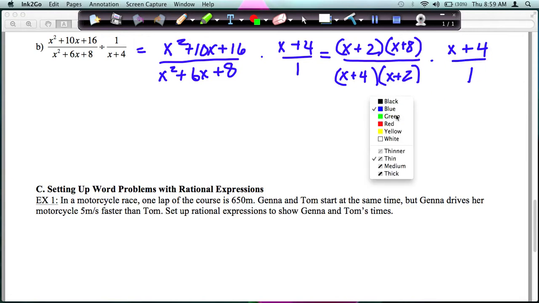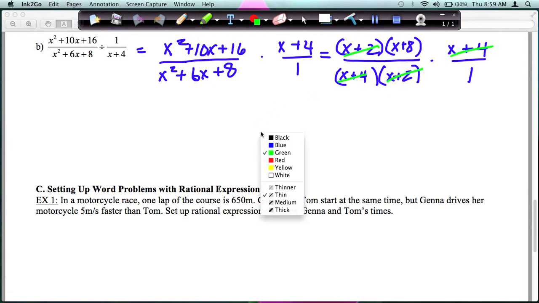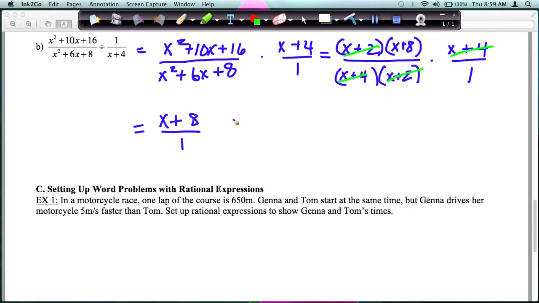Okay, now let's cancel. We have an x plus 4 we can cancel and an x plus 2 we can cancel. And all I'm left with is x plus 8, and I sometimes see it written as 1 over 1. And you can write it that way, but anything divided by 1 is just itself, so really this simplifies to be x plus 8.